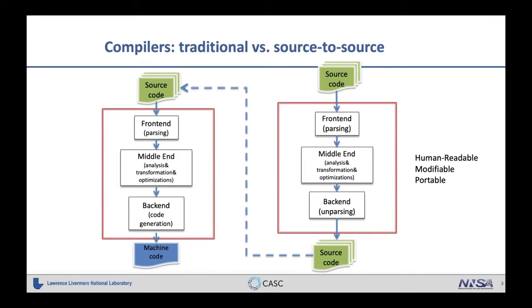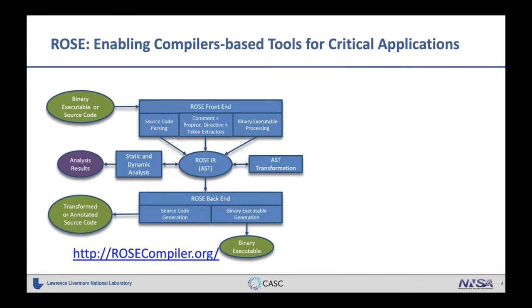In HPC, we have hardware coming and going every few years. And for machine code generation, quite often you have to change a lot. But if you invest your efforts at the source code level, most likely your investment can still be kept for the next generation of supercomputers or beyond. So that's why at Livermore, we are very interested in source-to-source compiler technologies. And on top of that, we are building a set of compiler-based tools for critical applications.